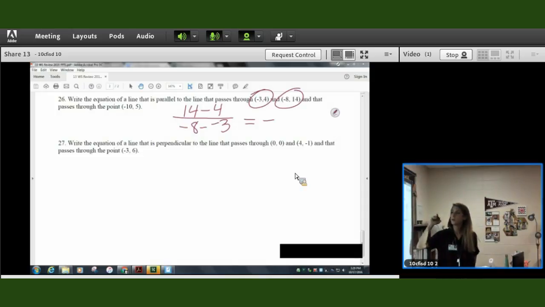14 minus 4 is 10, over negative 8 minus negative 3. If you're scared of that, you are totally allowed to plug that into your calculator. Negative 10 over 5. Negative 5, okay. We never leave a slope looking like that. What is 10 divided by negative 5? Negative 2. That is the slope we were given.